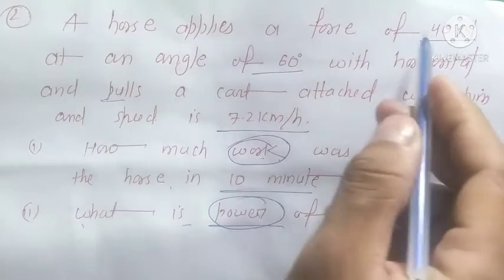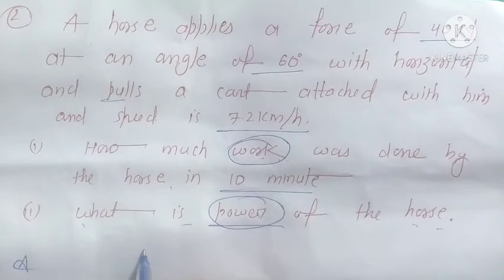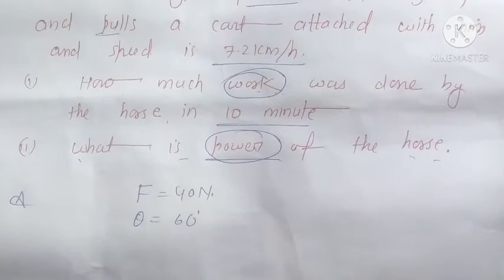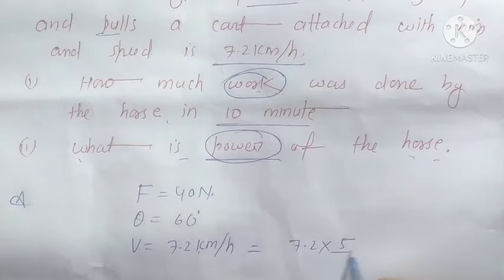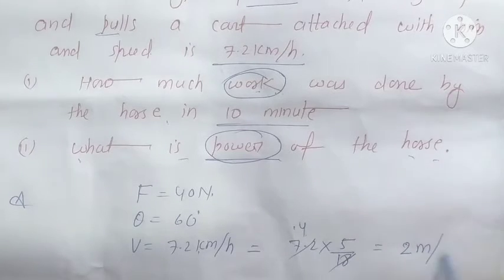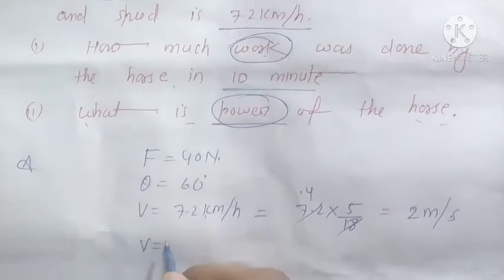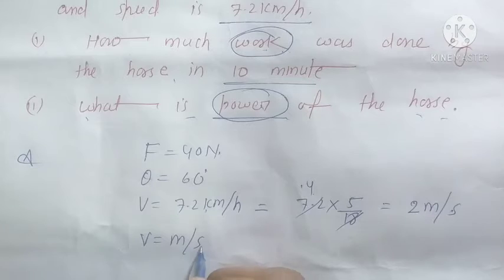A horse applies a force of 40 Newton. So what is given here? Force 40 Newton, angle 60 degree, and velocity 7.2 km per hour. Firstly we convert kilometer per hour into meter per second. So we multiply 7.2 by 5 upon 18, which gives 2 meter per second. Finally v is equal to 2 meter per second.